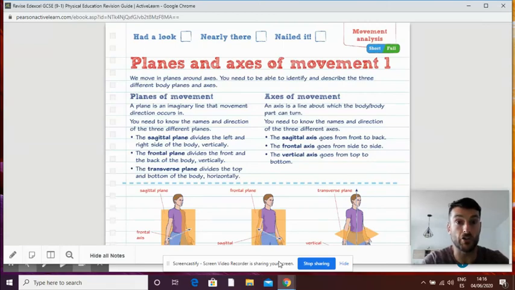Hello GCSE students, today we're looking at planes and axes of movement. Again, this is quite a simple topic, really. We've done this a lot in lessons. You just got to remember, you've got 3 planes of movement and 3 axes of movement, okay, and what they are.